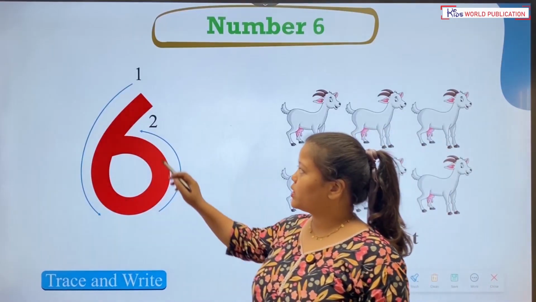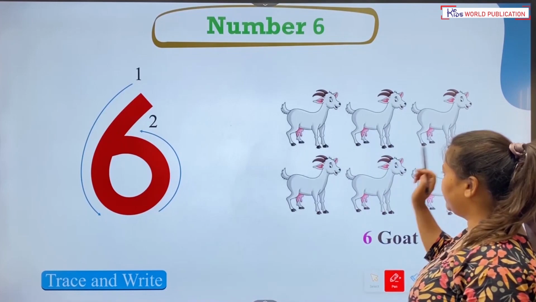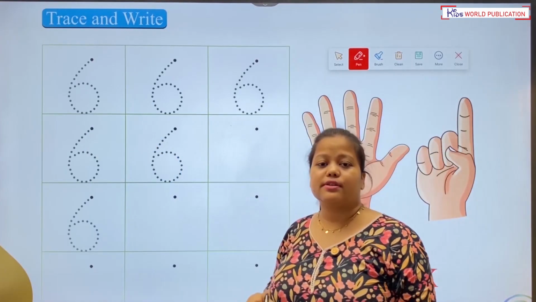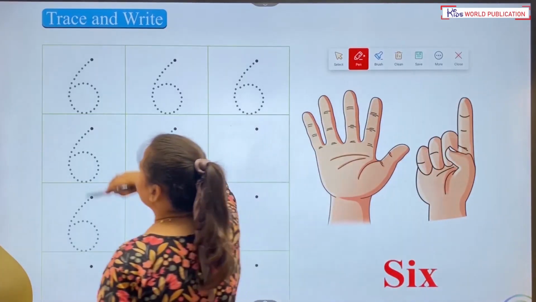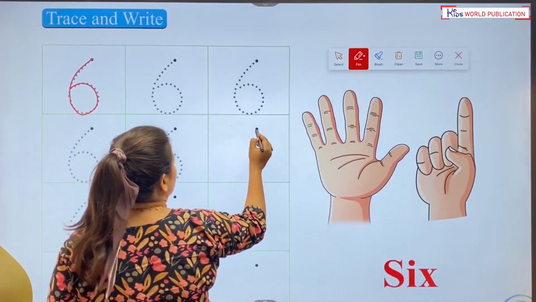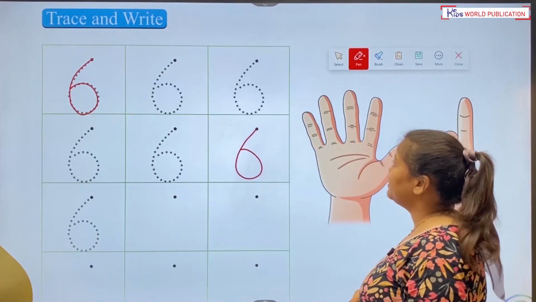Number 6. So kids, this is number 6. 1, 2, 3, 4, 5, 6. There are 6 goats. Trace and write. Let's trace and write.